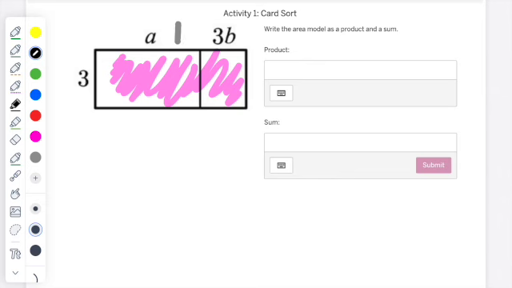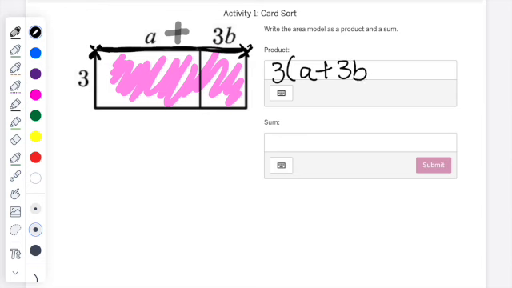My plus symbol there. And I know I'm going to have a 3 again at the beginning. Actually, I'm going to use color black. Put 3 at the beginning. I've got my parentheses. They look a little bit different this time. But I'm still going from here to here. So I know that is a plus 3b.